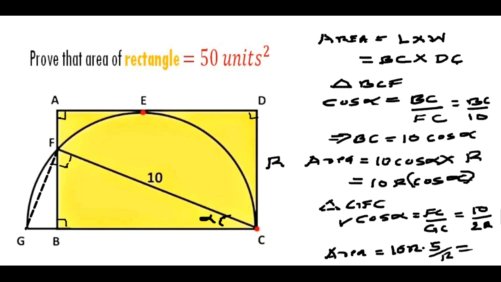So R will cancel with R. We remain with the area to be 10 times 5. And that is 50. So that is how to get the area of the rectangle.